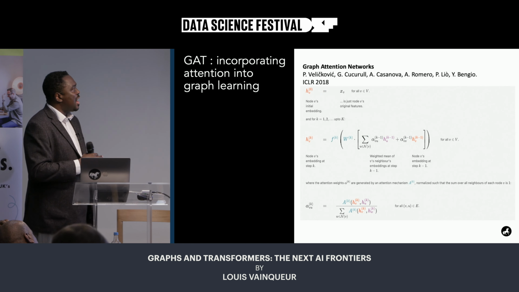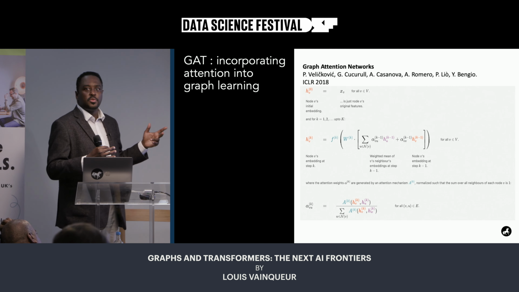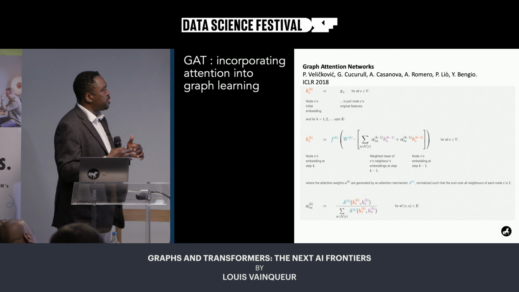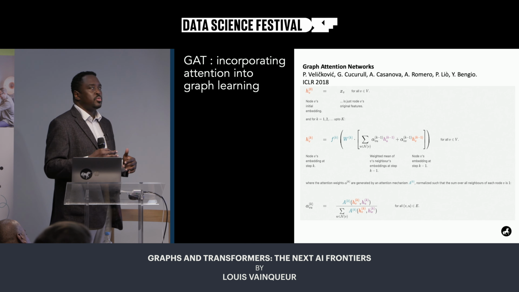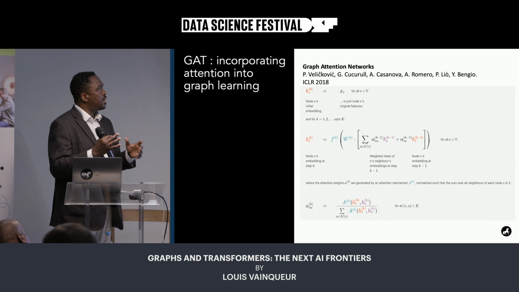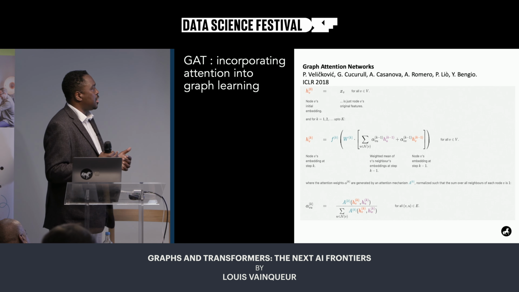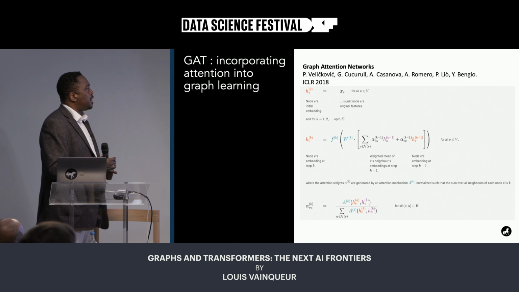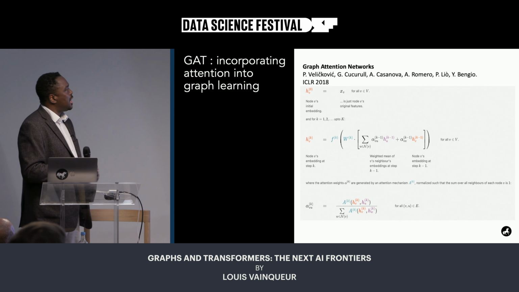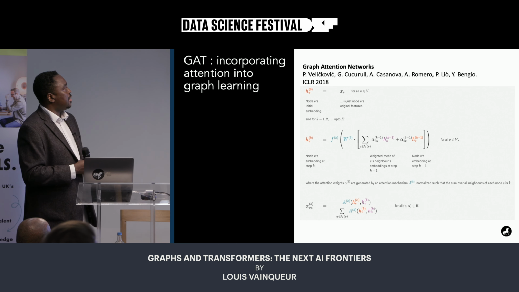The last one is graph attention networks, and this one is the first one that really is trying to combine the graph approach and the attention approach. And here you see an image of how this attention is being incorporated.